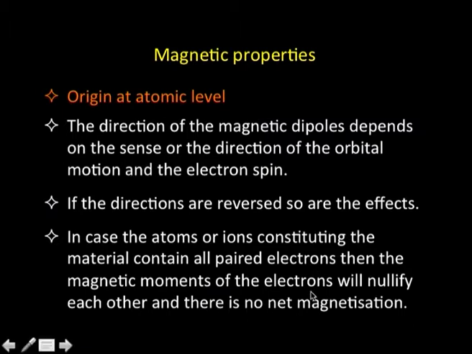That means the magnetic moment of an electron which is aligned, say it is having a positive spin, or the one which is having opposite spin, the two will cancel each other and there will be no net magnetization in the system there.